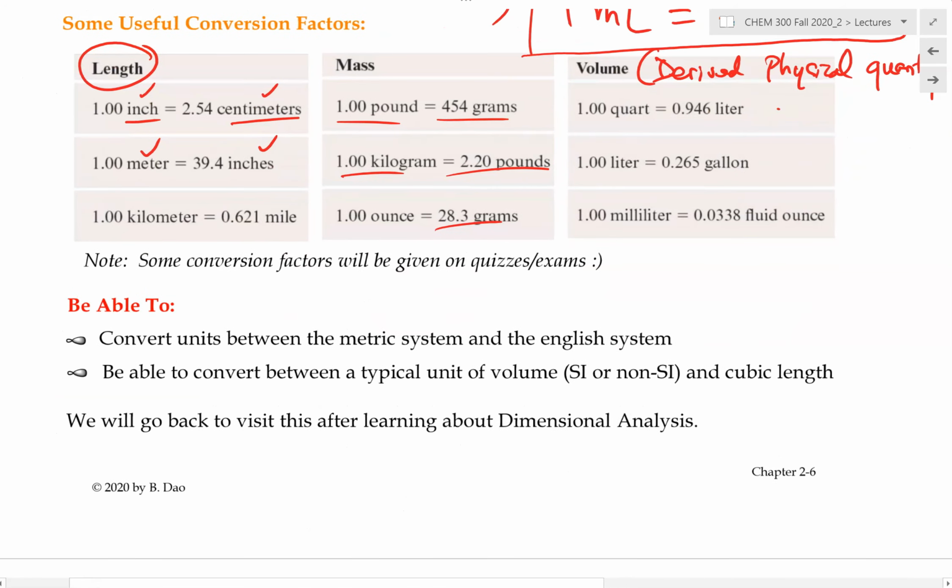And please note the following. Some of these conversion factors would be given on the exam. Not every conversion factor will be given on exams, but only some. However, I will give you enough so that you'll be able to figure out every problem without memorizing conversion factors.